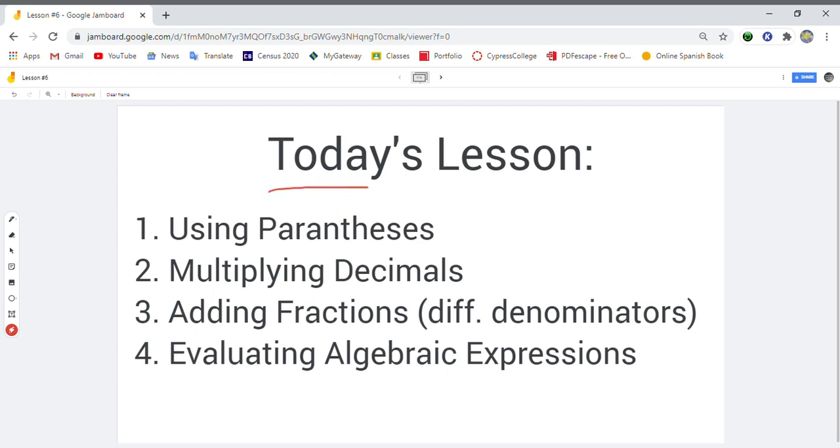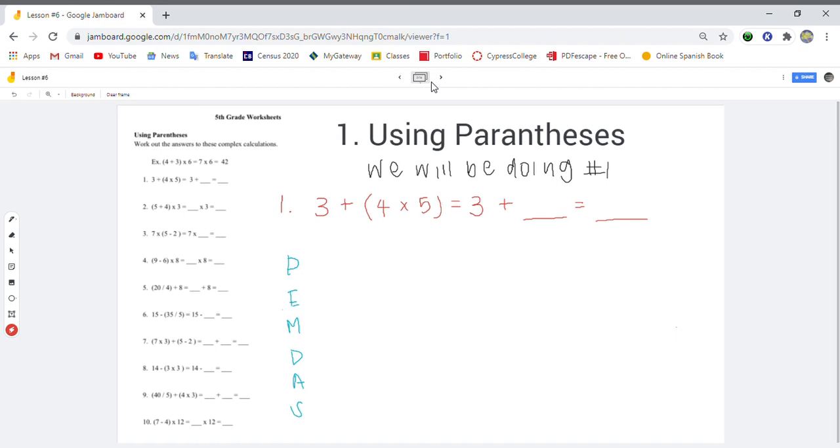Hello, 5th graders. Today we're going to go over how to use parentheses in equations and how to multiply decimals in the hundredths place and how to add fractions with different denominators and how to evaluate algebraic expressions. So for the first one, we'll be using parentheses and we'll be doing number 1 together.